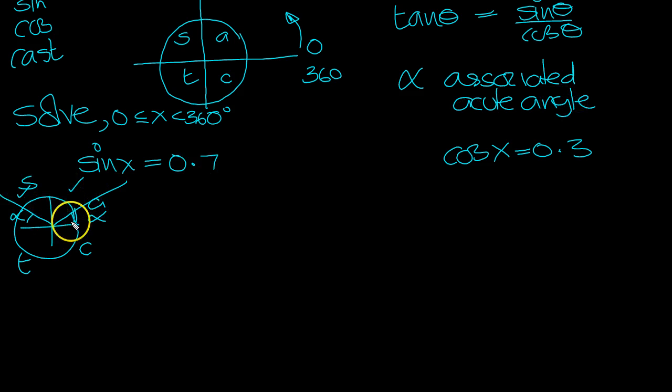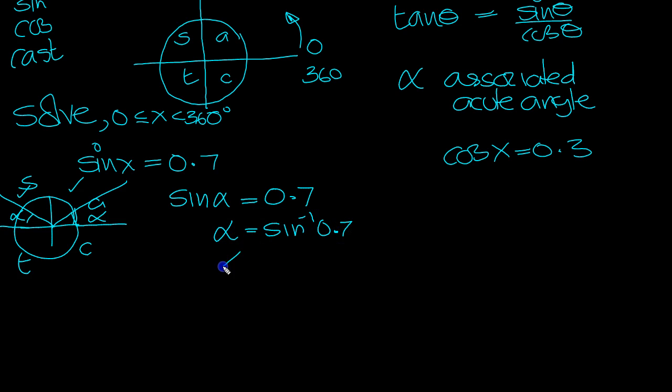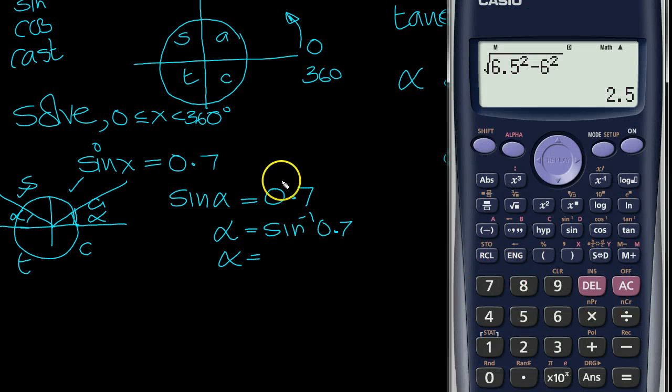So we ticked off the two quadrants, we drew two lines in those quadrants, and we marked off alpha, the associated acute angle, the angle the line makes to the horizontal. It's always that, okay? And then we simply write sine alpha, and we drop any negative in this number if there is one to drop. And then we do shift sine, inverse sine of 0.7 to work out alpha. So shift sine 0.7 in degrees mode because we're working in degrees.